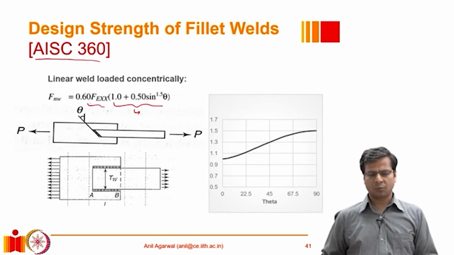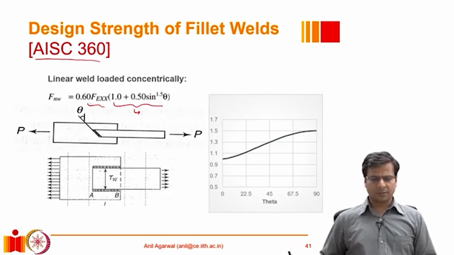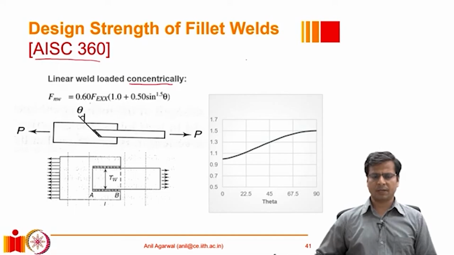Such a situation could be applied to design connections such as these. So for example, if I have a connection like this where the load is applied concentrically, that is an important condition. Only in these conditions can this equation be applied. For example, it cannot be applied to a condition where this weld is bigger than this weld and it's being pulled in the middle. It also cannot be applied if the welds are symmetric but the load is not concentric.